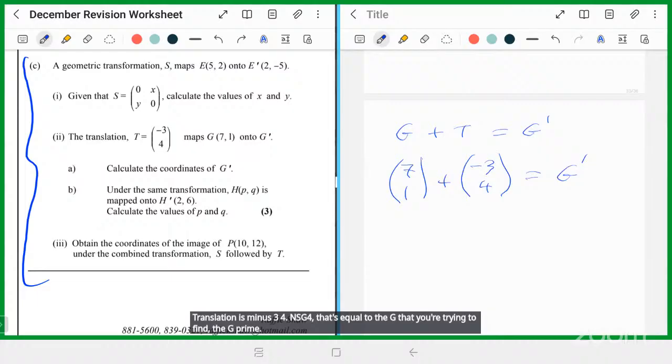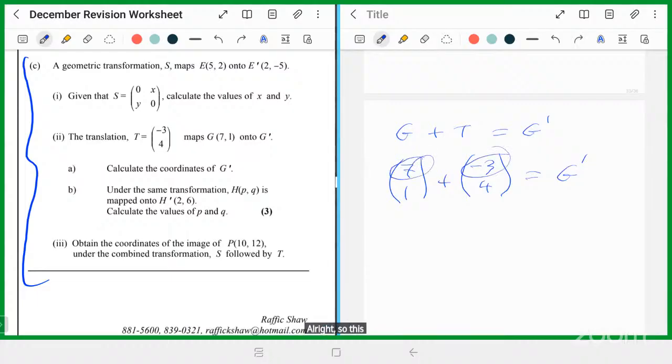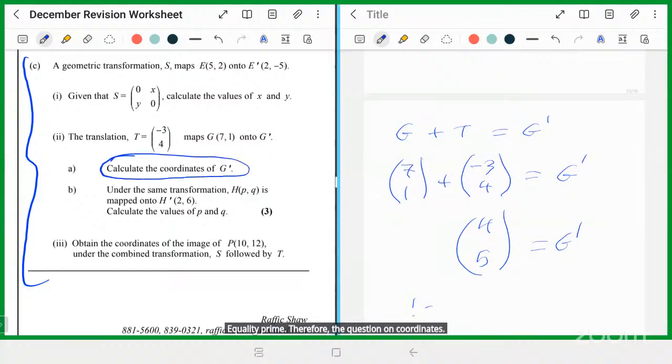Alright, so this 7 minus 3 is 4, and 1 plus 4 is 5. That equals the G prime. Therefore, the question wants coordinates. So coordinates are not written like this. It is written like this.